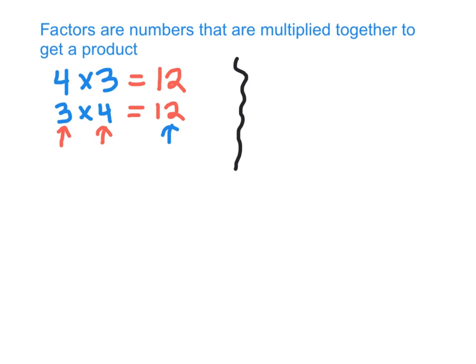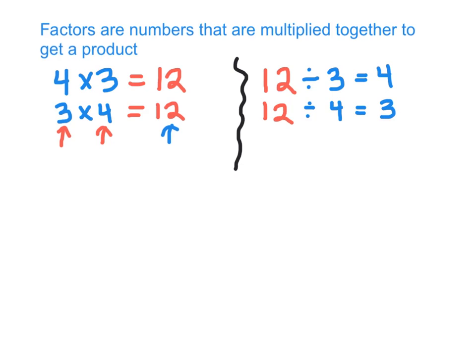I can do the same exact problem using the same numbers, using the inverse, and the inverse just means the opposite. The opposite of multiplication is division. So we can write it like this: 12 divided by 3 equals 4. I'm using the same exact numbers that I did on the left-hand side, but I'm using the inverse now. I can also write this as 12 divided by 4, and I would get 3.